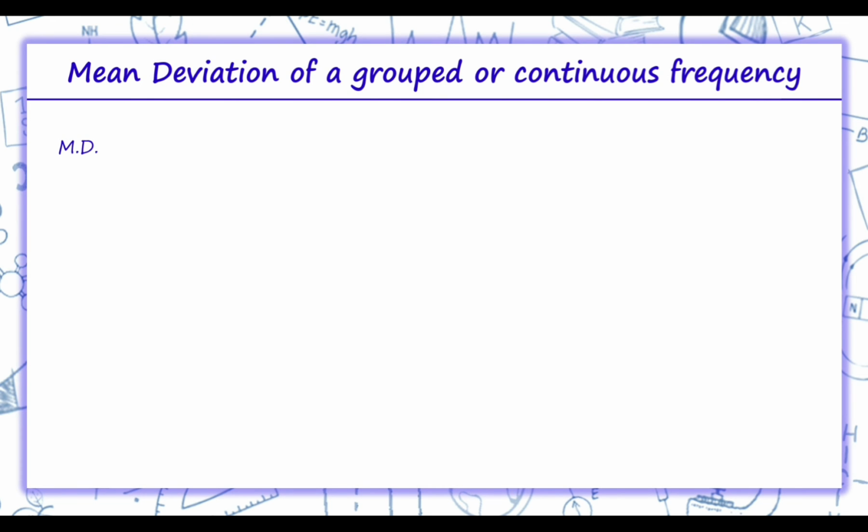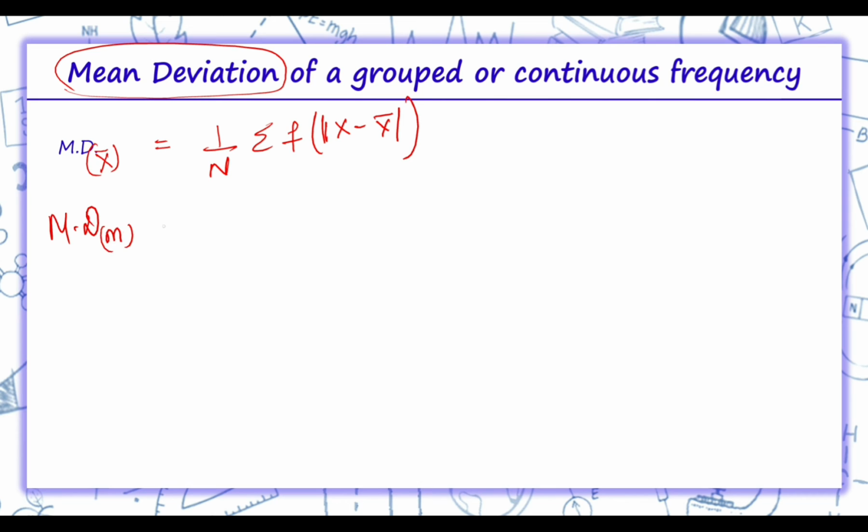Now coming on to mean deviation of grouped or continuous frequency. For calculating mean deviation, the formula is the same. If I have to calculate mean deviation about mean, the formula will be 1 by n summation of f into mod of x minus x bar. Similarly, if I have to calculate mean deviation about median, it will be 1 by n summation of f into mod of x minus median.